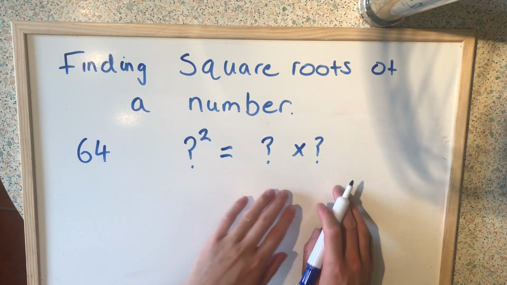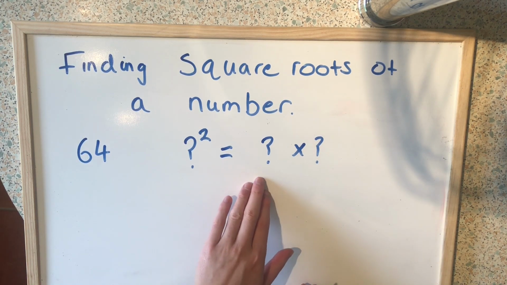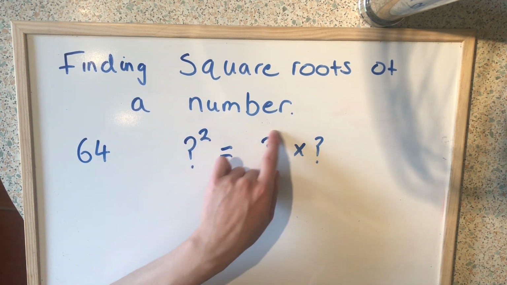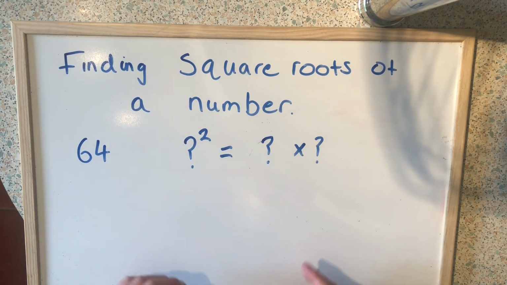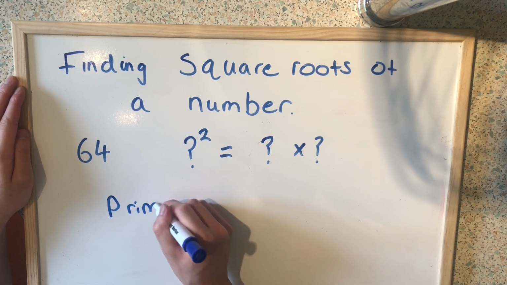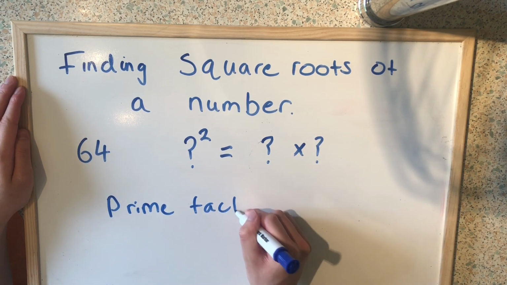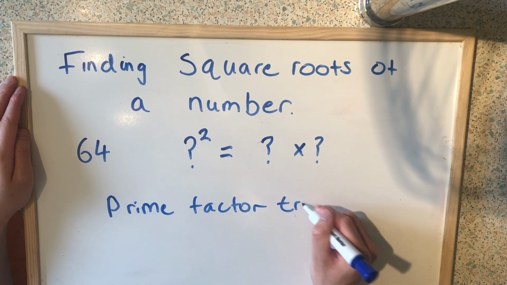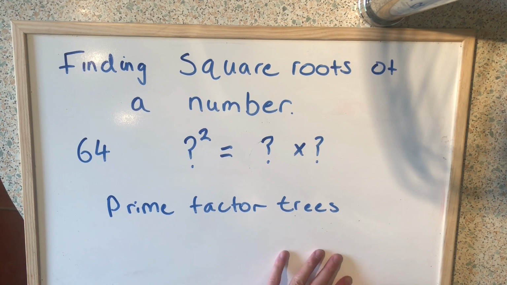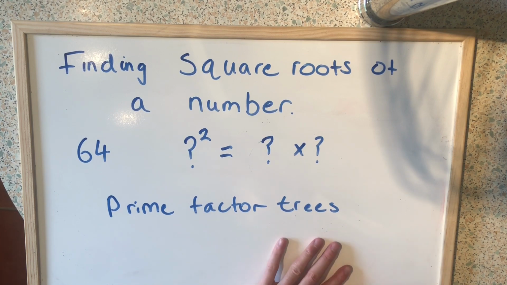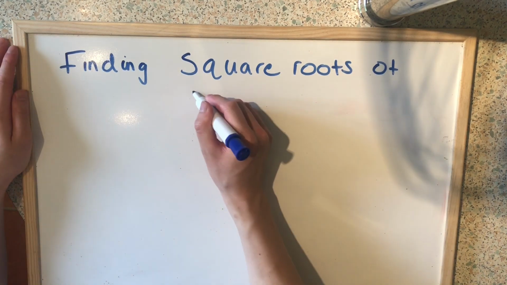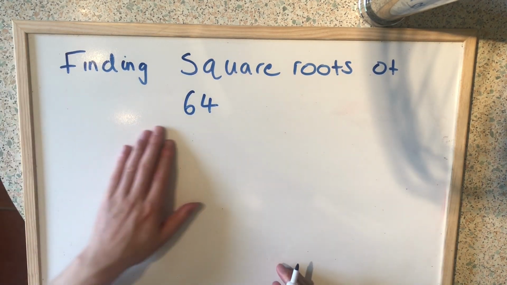So that is square roots. Some number squared gives you 64, and we just need to find that number. And we can do this by using prime factor trees, which you should be quite familiar with since you did it about 2 weeks ago. So now we're going to do finding the square roots of 64.